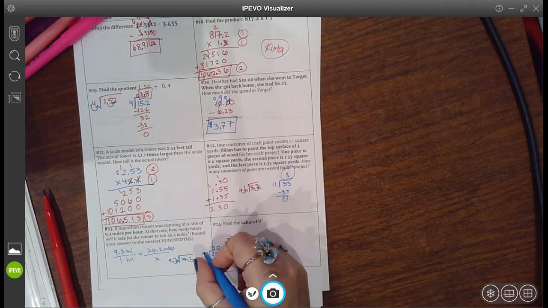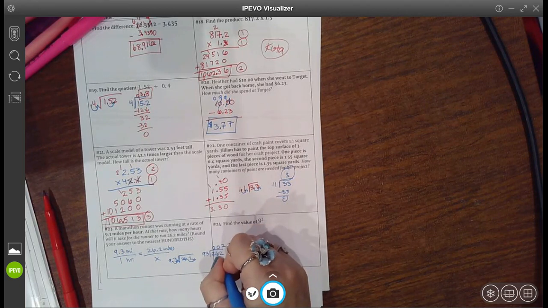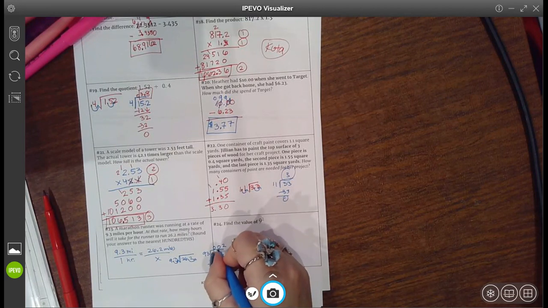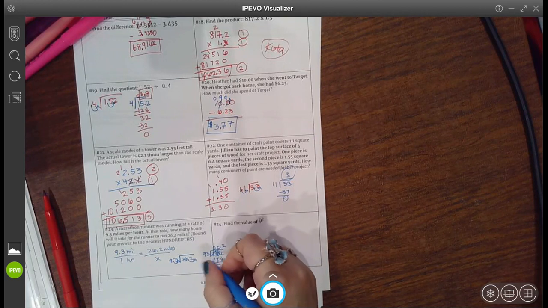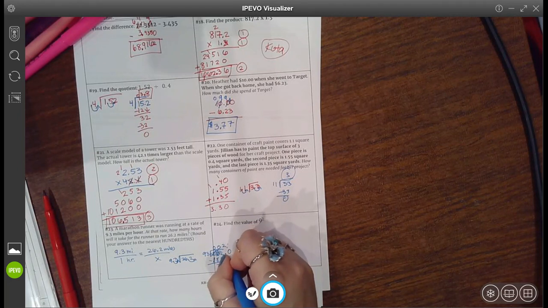So I asked myself, how many times is 9 going to 26? Not 3, so 2 times. That's 6 and 18. Subtract that. You get 76. 93 can't go into 76, but I'm done. So I'm going to add a decimal and a 0.